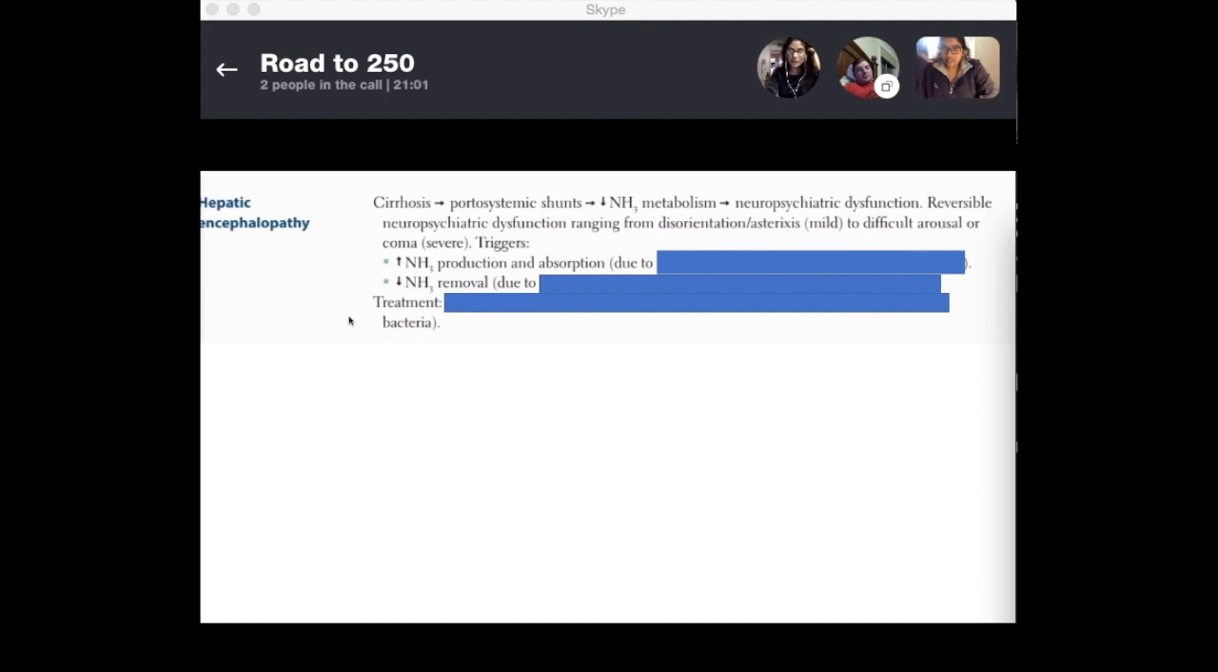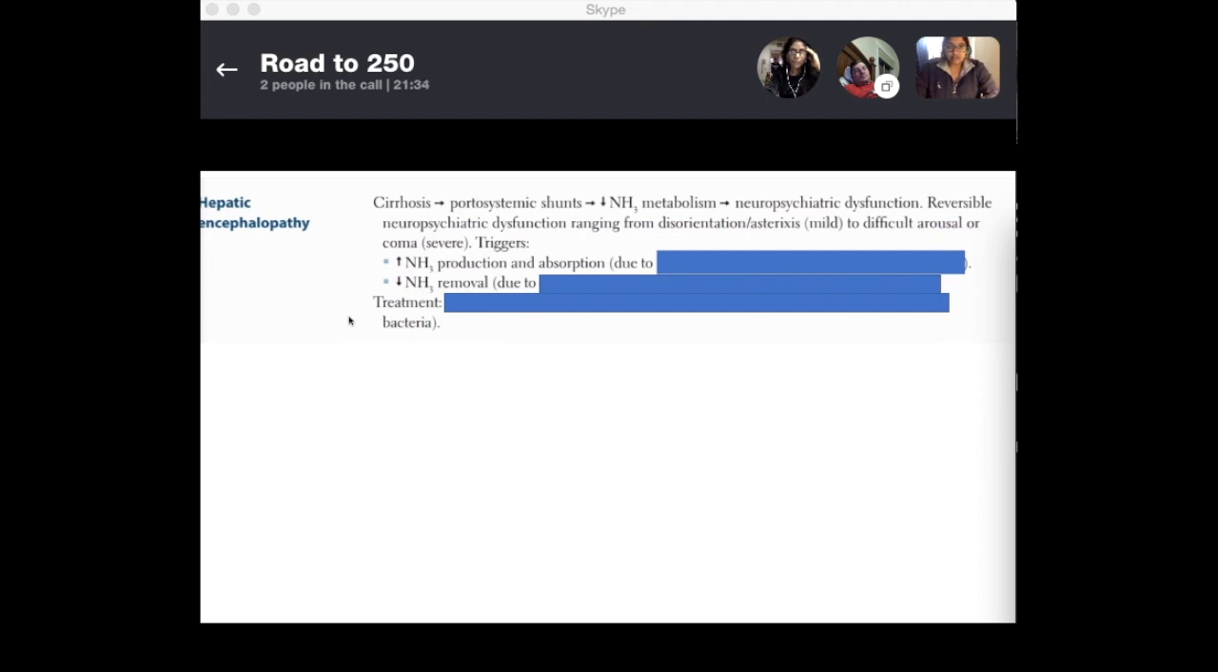So with the TIPS procedure, we're shunting from the portal system to the systemic system, we're not allowing this ammonia to be properly dealt with. It's going straight into the systemic system, so that causes a problem, and you see neuropsych dysfunction, and that can range from disorientation and asterixis, oh goodness, to difficult arousal or even coma in severe cases.